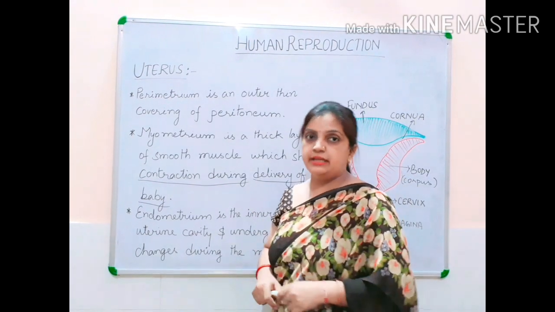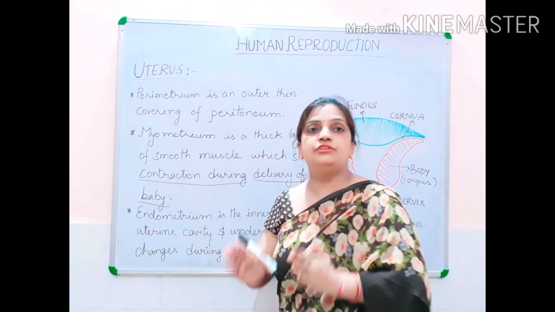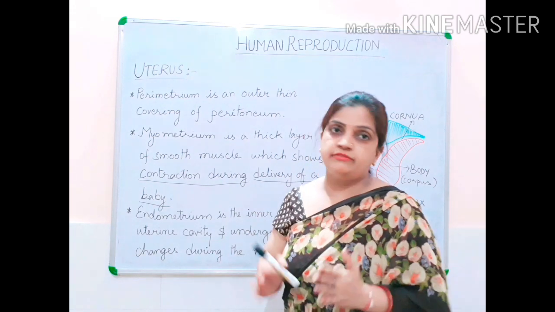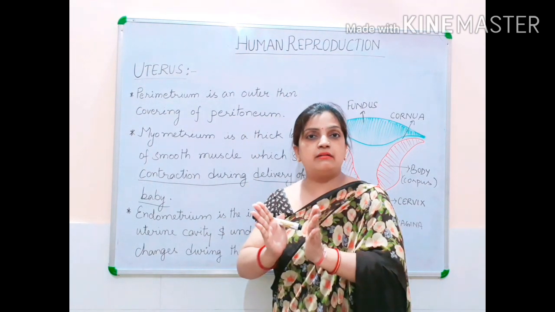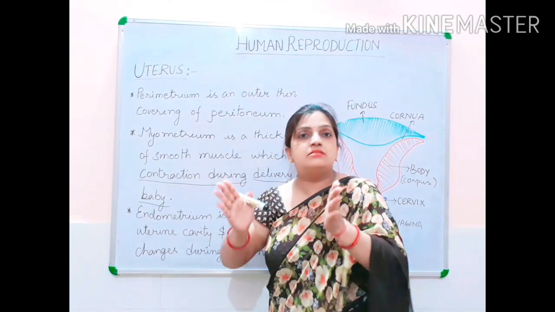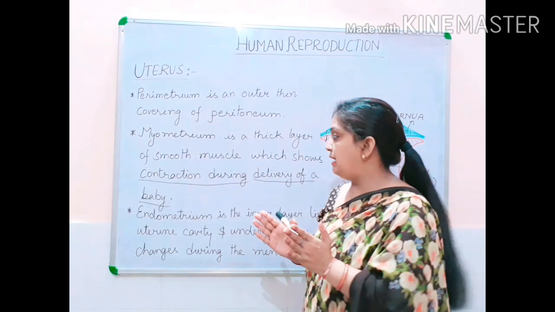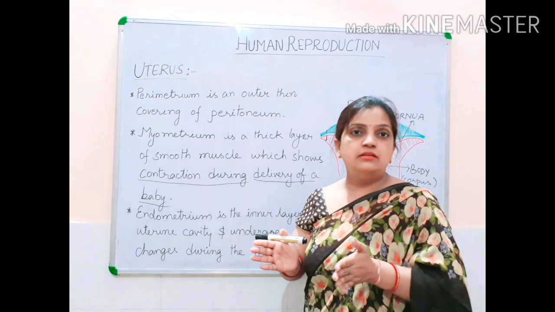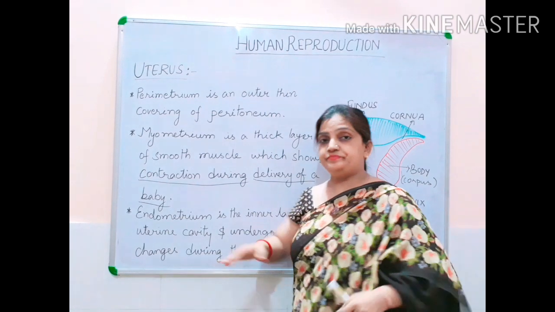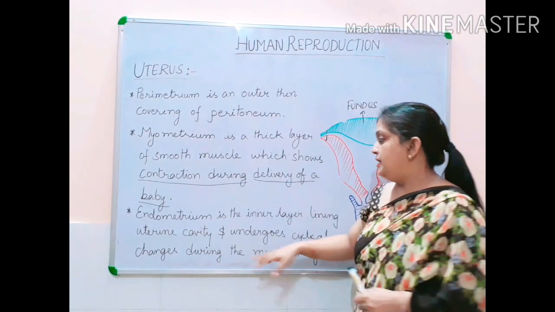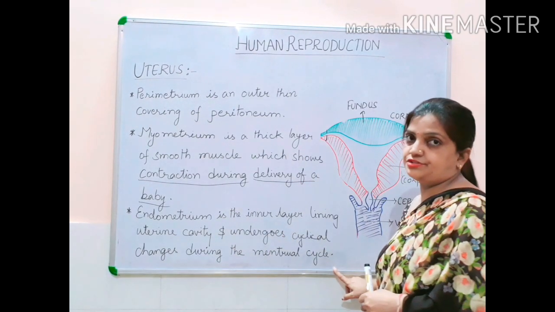Now we are moving to the inner part, endometrium, which is the innermost layer of the uterus. Just now diagrammatically you have understood that endometrium is the innermost layer. It makes the inner lining of the uterus. So it is your glandular layer inside, which is making the inner lining of the uterus. And this endometrium undergoes cyclic changes during the menstruation.